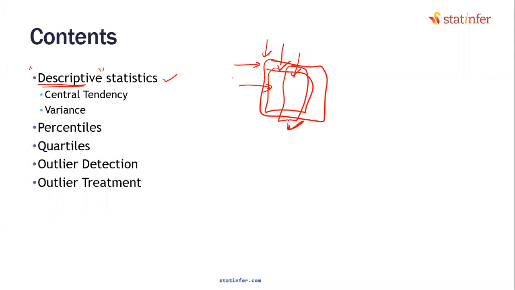We have seen one particular place where we describe a particular column by calculating the mean or the minimum value, maximum value. So those are some of the descriptive statistics. We are going to see what are measures of central tendency, what are variance, percentiles, quartiles, and how do you detect outliers, etc., in this particular session.